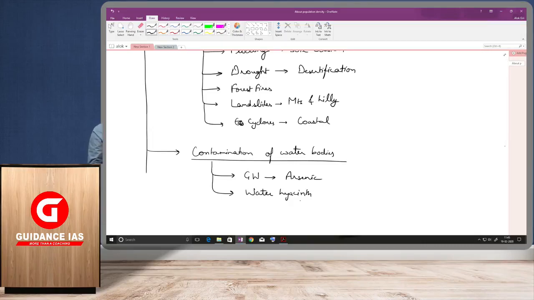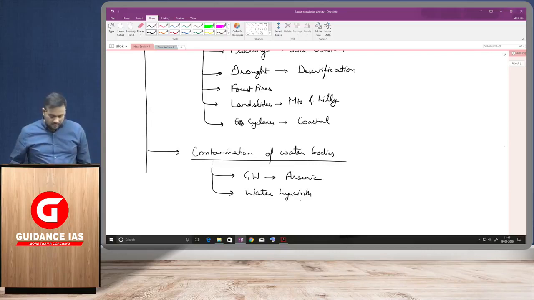And water hyacinth, it was basically what? It is an exotic vegetation plant which was brought into India as a decorative plant. And ultimately it was so powerful in spreading that it has become a menace today. Okay? So contamination of these water bodies is another important factor.